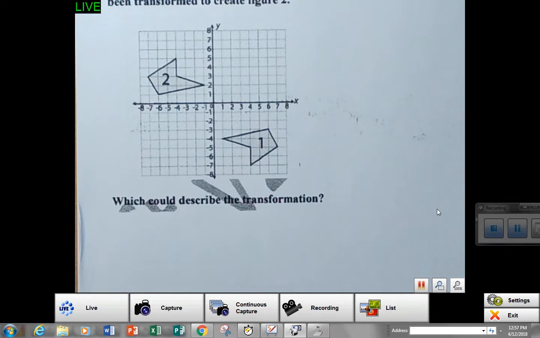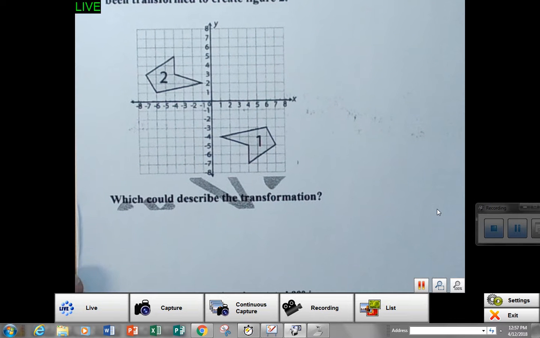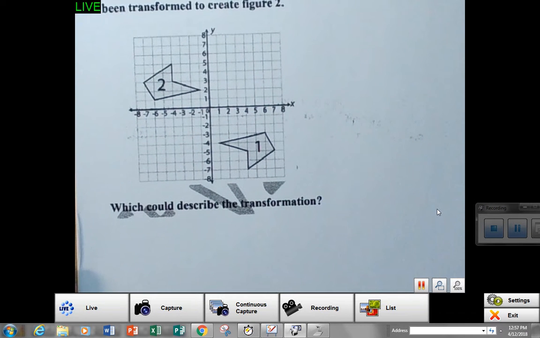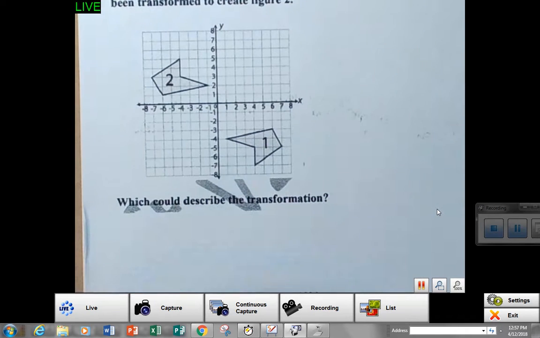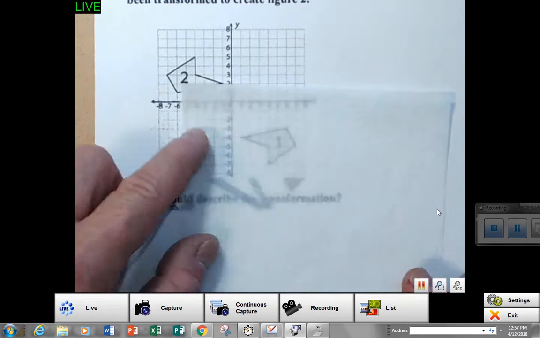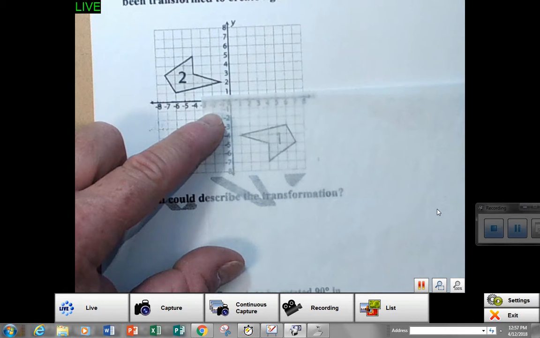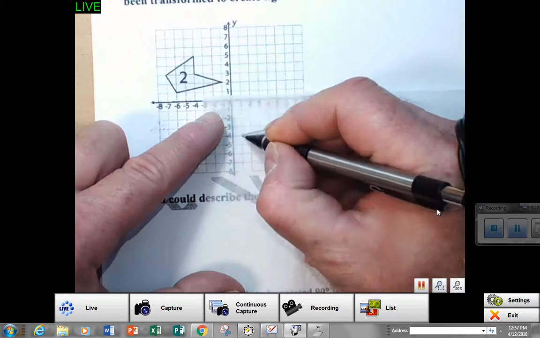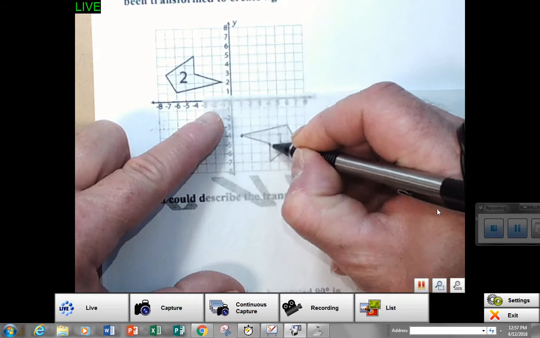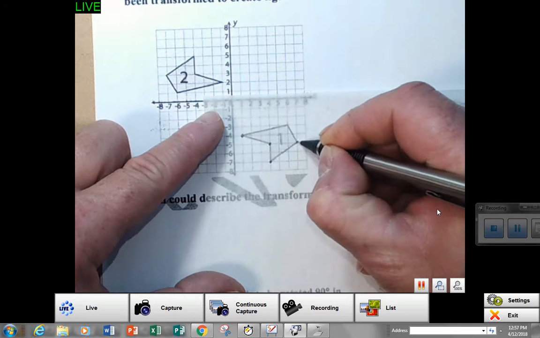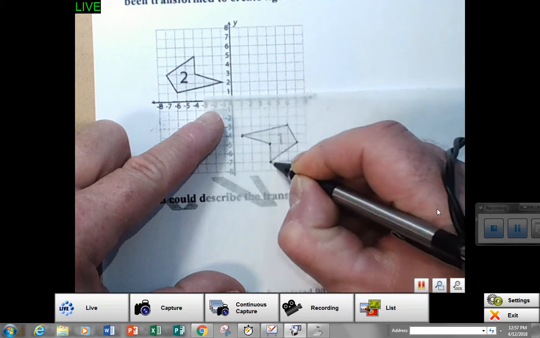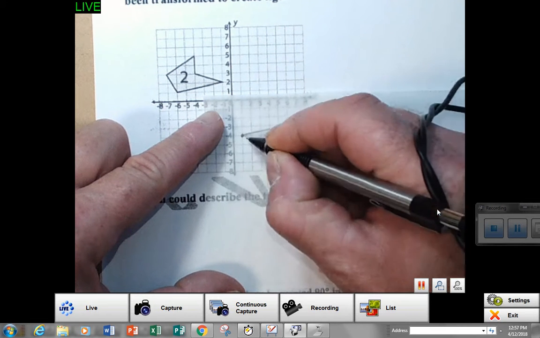Okay, in this video I'm going to show you the rotations and the one translation for today's packet that I want you to add to the other previous pages I've given you. So to go from 1 to 2, I'm going to trace that object. So I have the tips. I'm going to draw my shape.